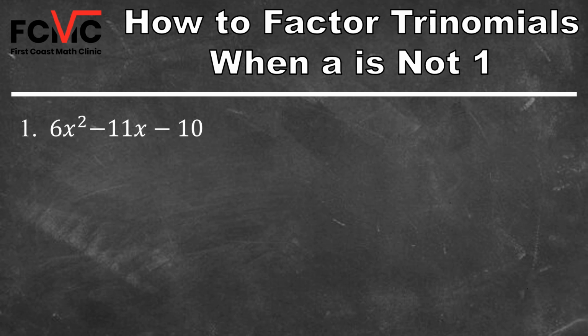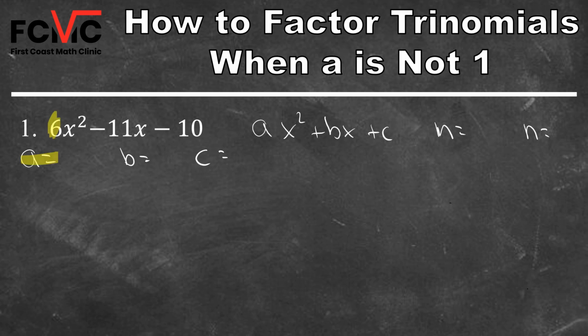Okay, so example number 1 is 6x squared minus 11x minus 10, and our general form, ax squared plus bx plus c. We want to find our m value and our n value. We're not too worried about the signs right now. Let's just identify a, b, and c. So a is going to be 6, b is going to be negative 11, so we're going to include that minus sign with the 11. And c is going to be negative 10. So a is 6, b is negative 11, c is negative 10.